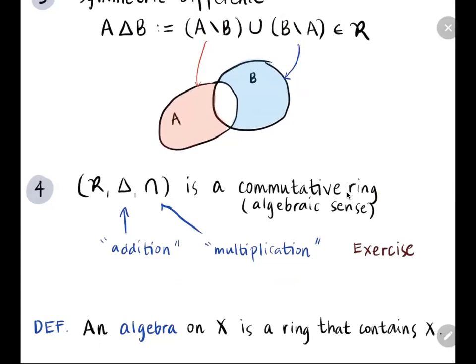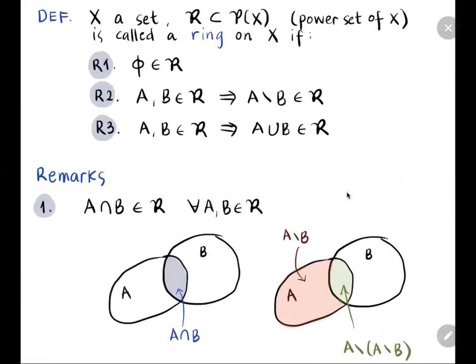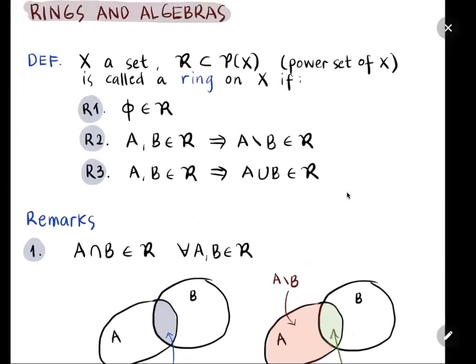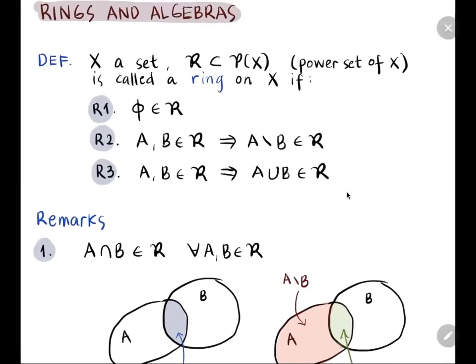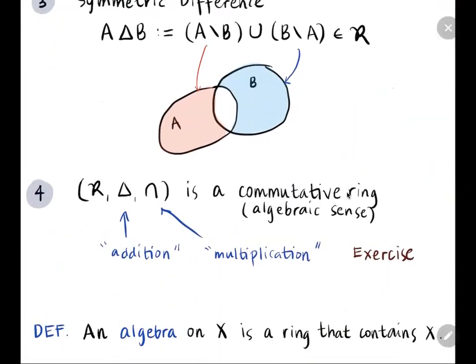Now, there is what we call an algebra. So an algebra on a set X is a ring that contains the set X itself. Take note that a ring might or might not contain the set X. However, if a ring contains the whole set X, then we call that ring an algebra. Okay, so an algebra is a ring, but not the other way around.